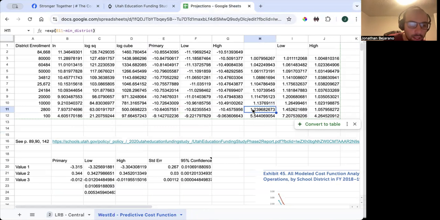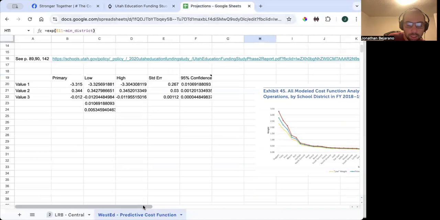So I can say that if I have a district that goes from 84,000 enrollment to 28,000, the difference in the funding using the predictive cost model will be 24% higher.